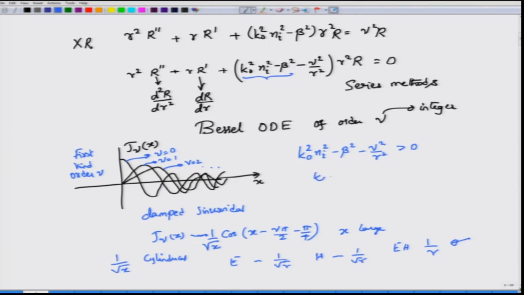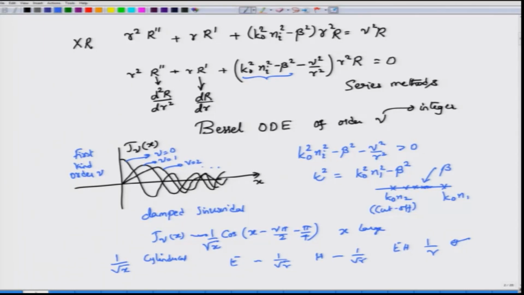Now, let us introduce two symbols. The symbol that you know earlier, which we called kappa, which was the transverse wave number. This time I will call kappa square as k 0 square n 1 square minus beta square. Why? Because beta is bounded by two values. It can at most reach k 0 n 2, at which point the corresponding mode reaches a cutoff, and it can go at most up to k 0 n 1, in which case the transverse wave number becomes 0, and the beta value will be anywhere in between.